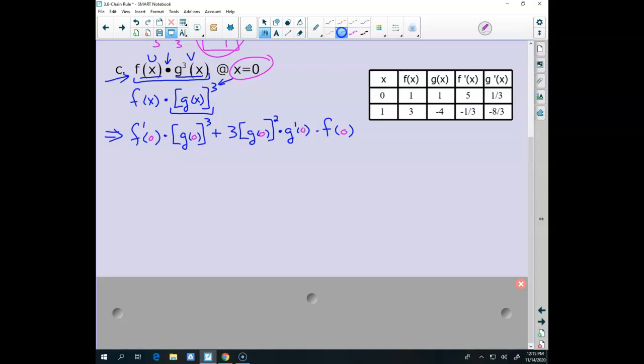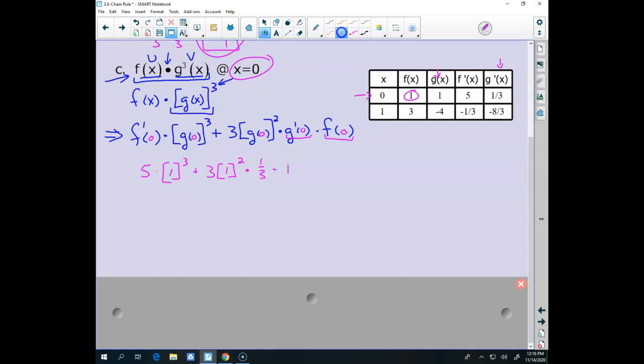And I'm just going to go to my chart. Well, f prime of 0 is 5 times, what's g of 0? g of 0 is 1. Now we've got to remember we're cubing that one, plus 3 times g of 0 again goes inside there. So I come to my g of 0, that's going to be 1. Now that one's squared, times g prime of 0. So now I come to my g prime at 0. That's times 1/3 times f of 0 yet. f of 0 is 1.